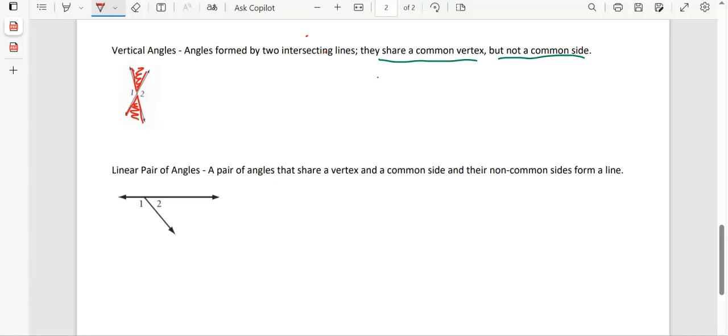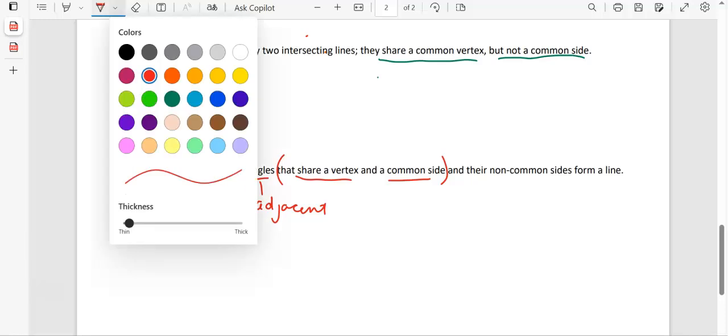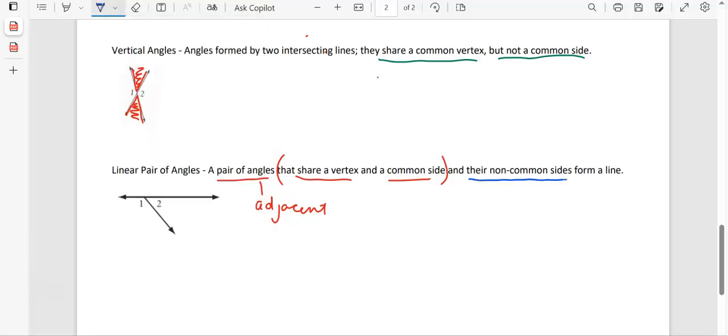And our last definition is linear pair. So a linear pair is a special type of supplementary angle, which we're again going to discover in chapter 2, but they are also a special type of adjacent angles. So they are a pair of angles, and we could even add adjacent if we want to. So they share a vertex and a side. So that's technically the adjacent part. But this is the part that forms the linear pair as opposed to just being adjacent. Their non-common sides form a line.